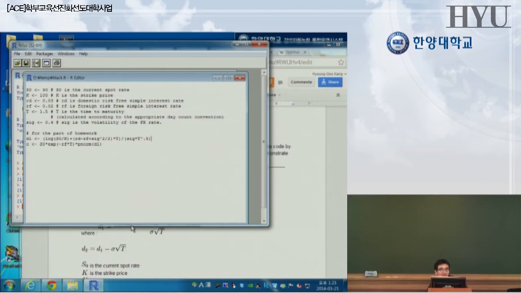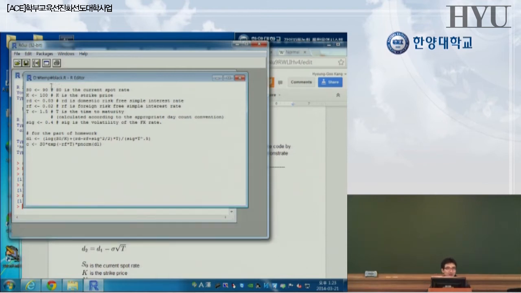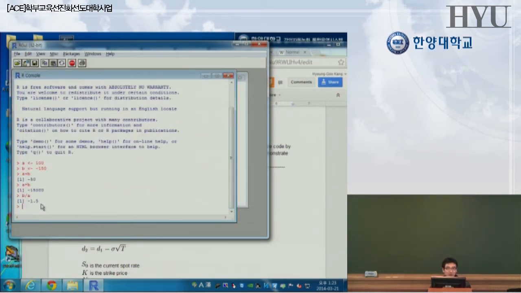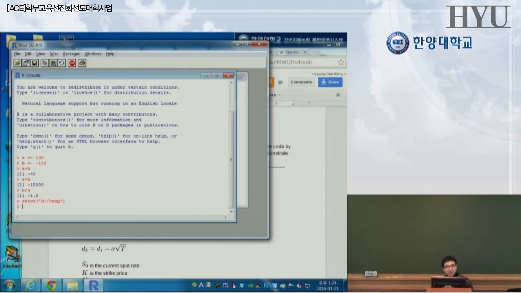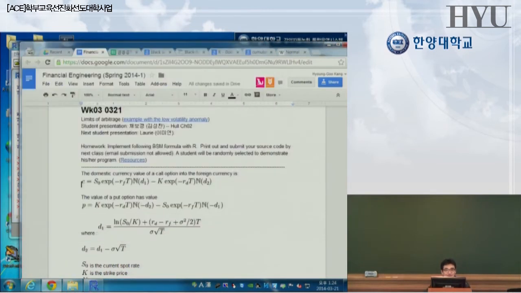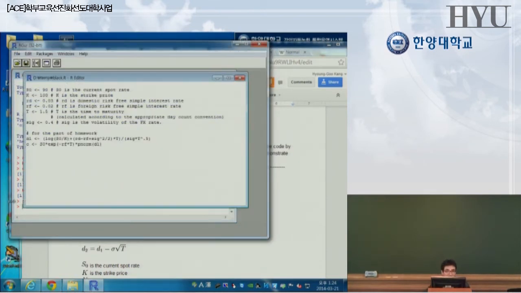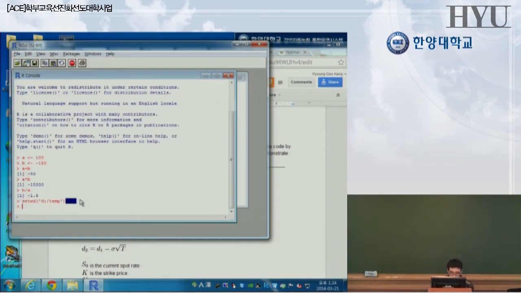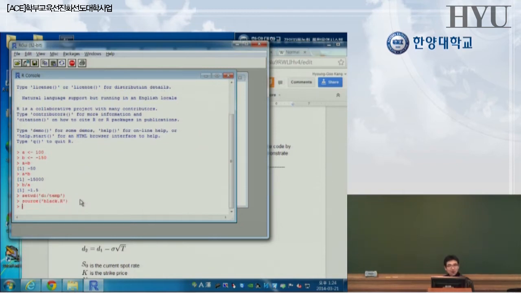First, in order to run this program, we have to know where this file is. This file is in the D drive temp folder. So I have to set the working directory. Set working directory, and then I have D drive, and then instead of backslash, we have to use slash in R. Slash temp. Okay, so this is our working directory. Inside the working directory, I have a file called black.r. So I can simply run black.r. In order to run the program, it is source black.r. So I run, this is done.